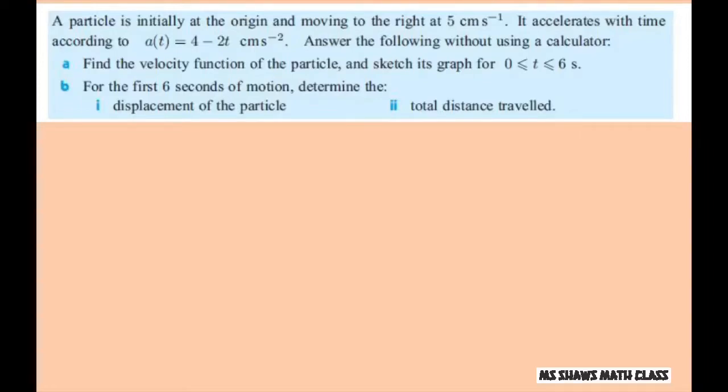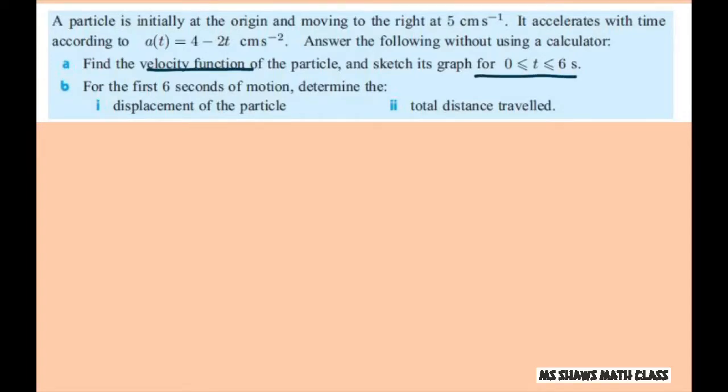Hi everyone. A particle is initially at the origin and moving to the right at 5 centimeters per second. It accelerates with time according to the given acceleration function. So we need to answer the following questions without using a calculator. We want to find the velocity of the particle and then sketch the graph.